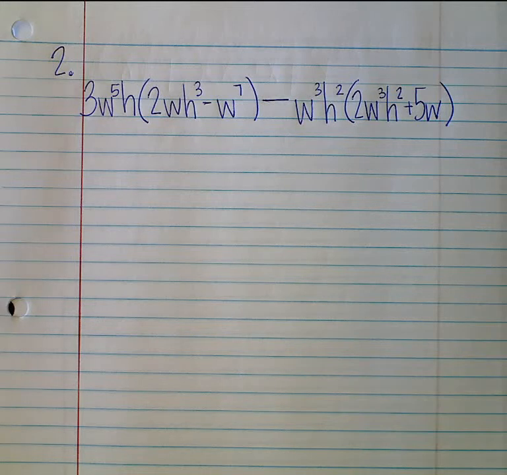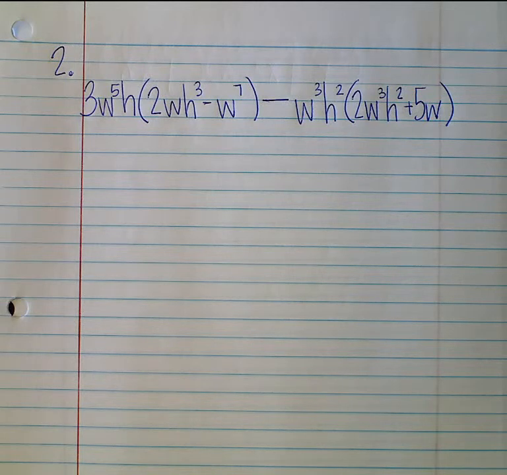This example comes from your binder notes for multiplying monomials and polynomials. We will use the distributive property and the rules of exponents when multiplying monomials and polynomials. We're going to look at example 2.